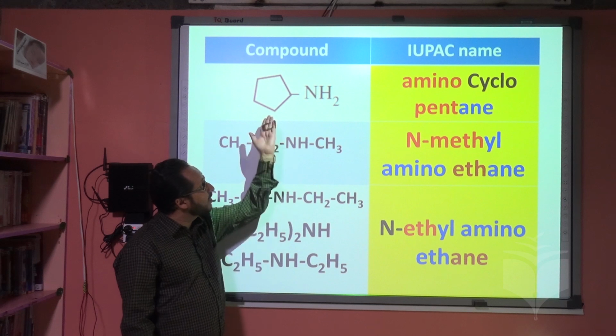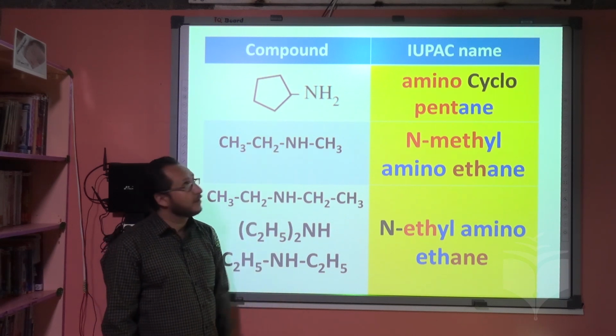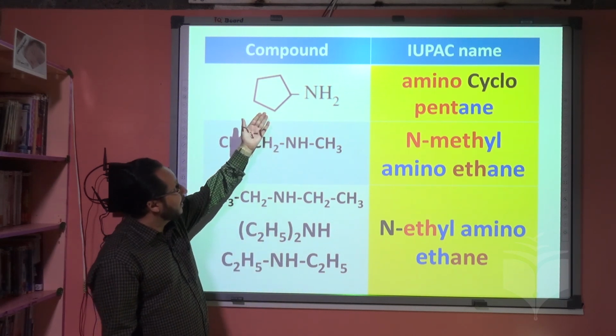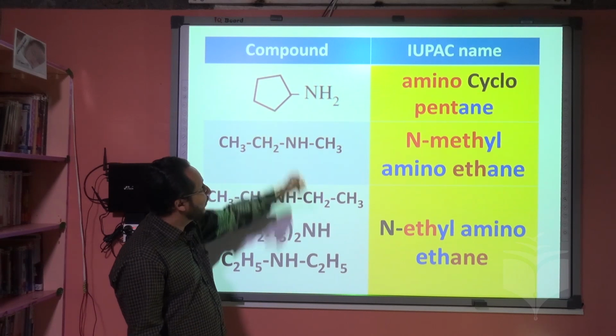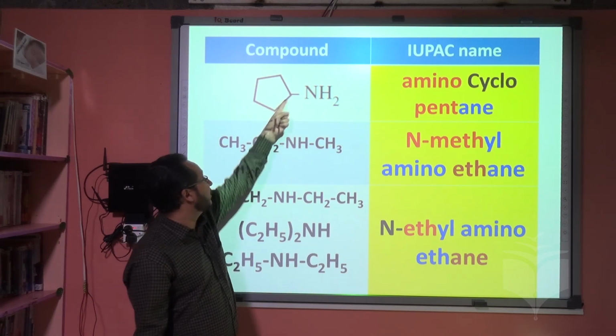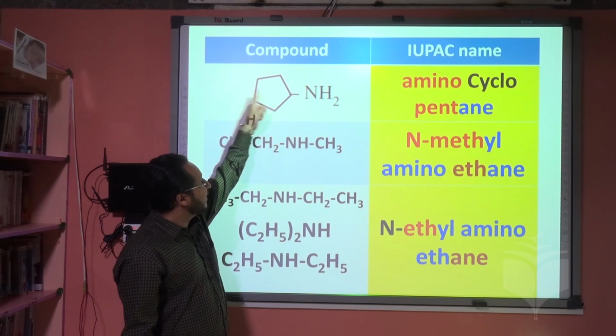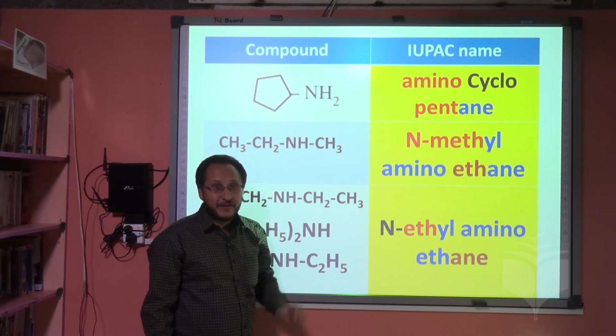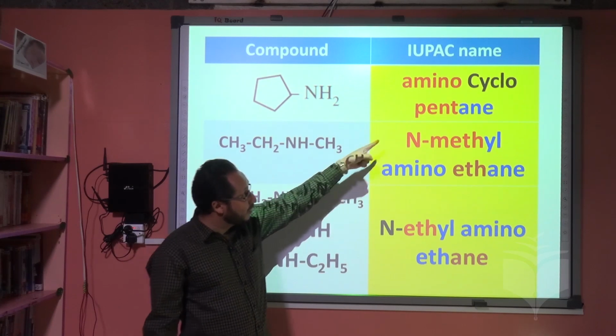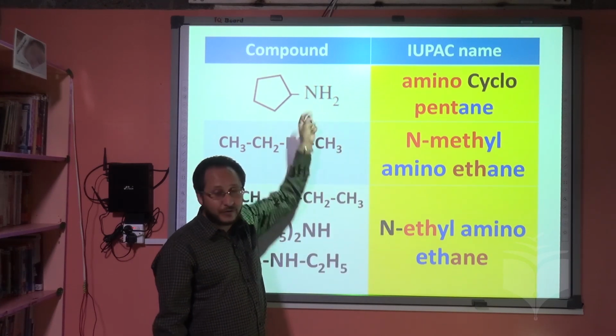Here we have the same structure as the previous one. How can you name it? It is the same. You have to count how many carbon atoms we have. We have 5 carbon atoms, but they are in a cycle. If they are in a cycle, we call it cyclopentane, with the word amino before it.